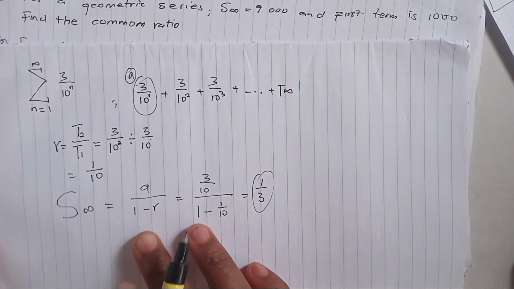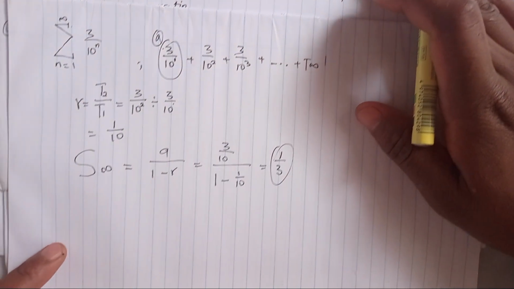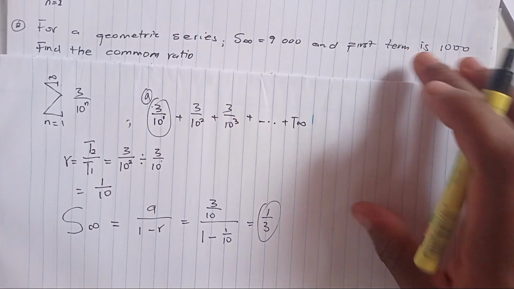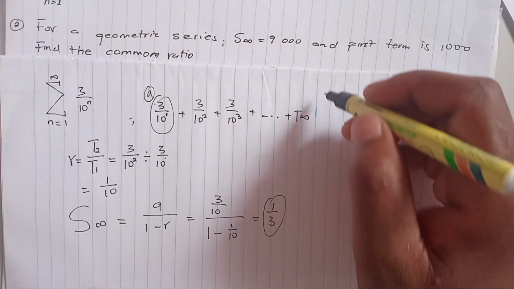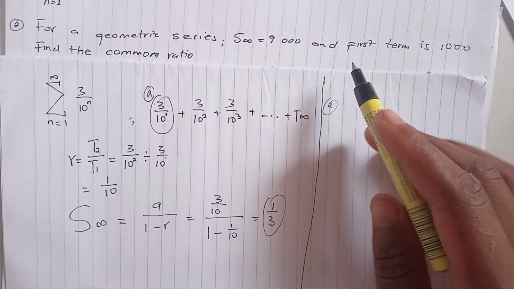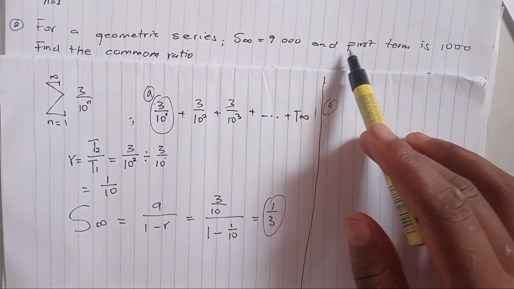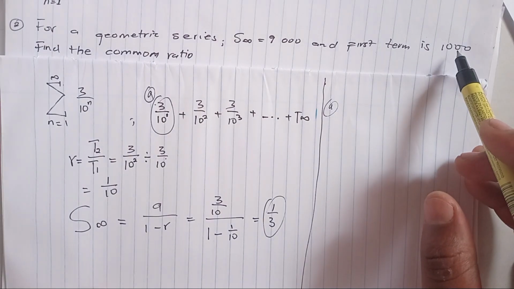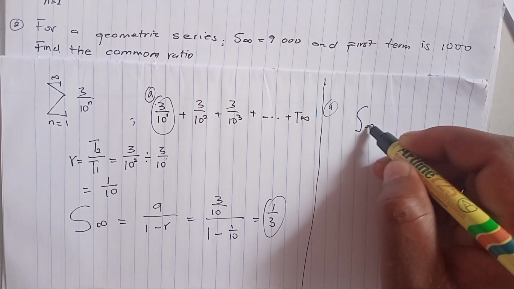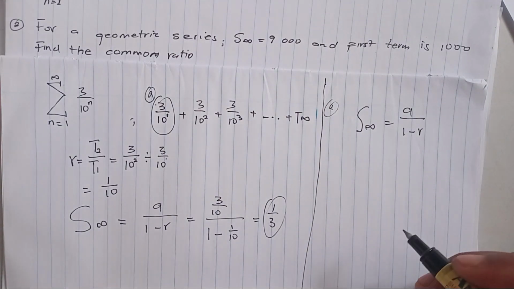The second question we are given, they say for a geometric series, the sum of infinity is equivalent to 9,000, and the first term is 1,000. Find the common ratio. Simple mathematics, guys. You just plug into the formula of infinity and then you work things out.